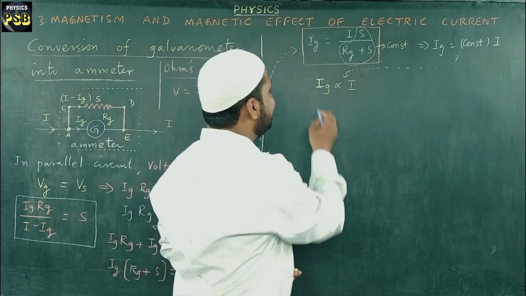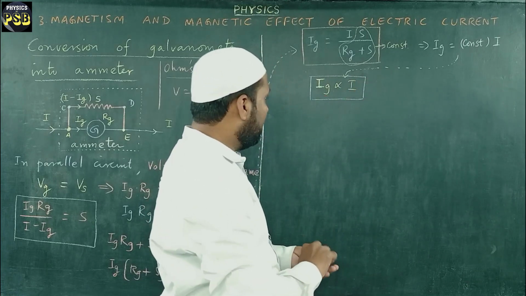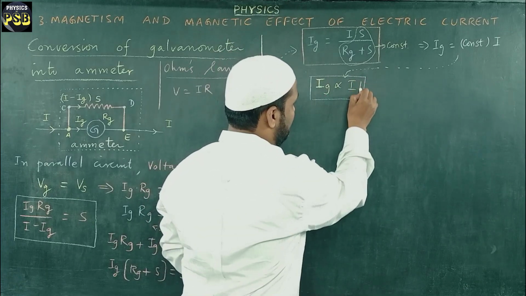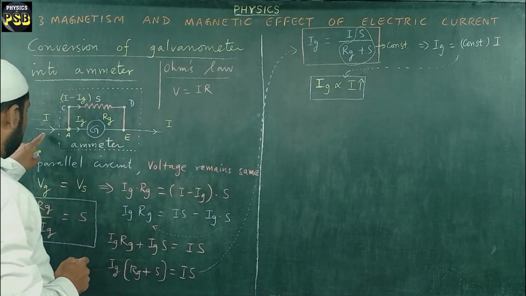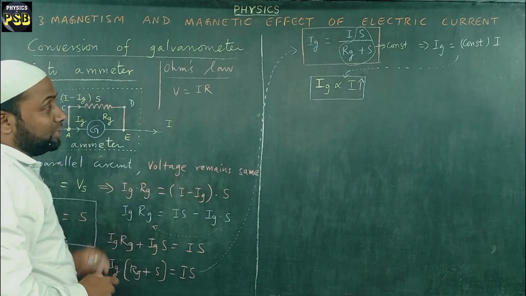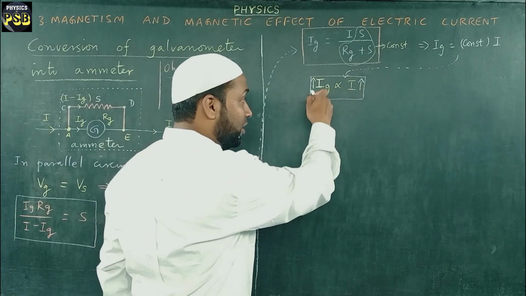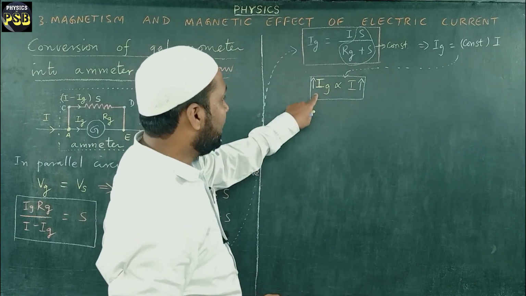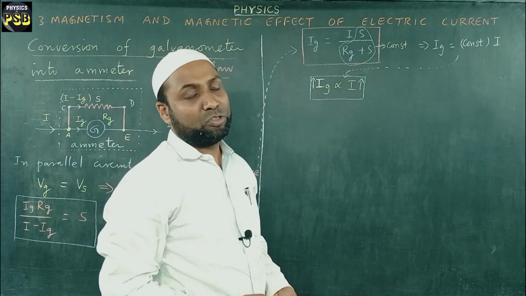From this we understand that when the value of I increases, when the current in the circuit increases, the current that flows through the galvanometer will also increase. This is what it means. When this reduces, it will also reduce. So Ig is directly proportional to the current flowing through the circuit.